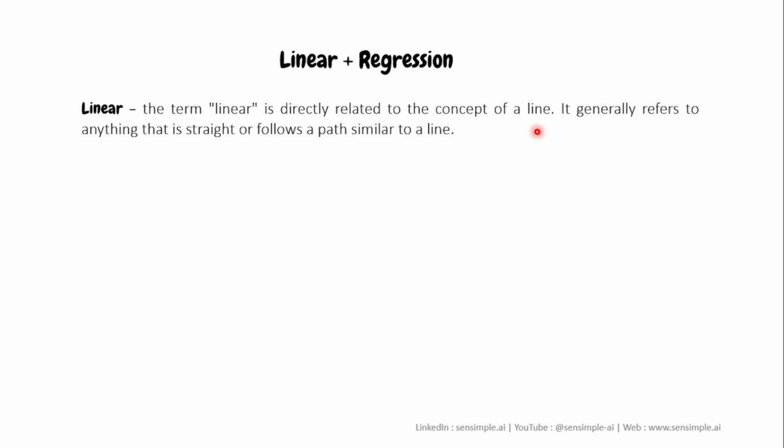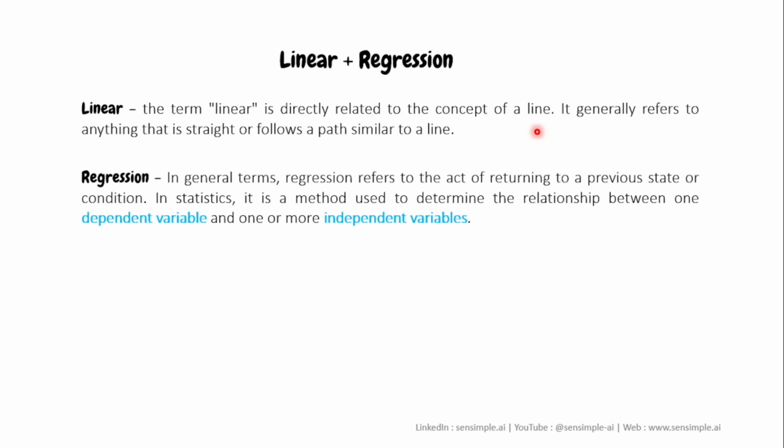We can also see that the word linear itself has line in it. It generally refers to anything which is straight or follows a path. Now in our example, we are trying to find a path which is generally being followed by our actual data points. And when we talk about the second term, which is regression, in general, regression means the act of returning to a previous state. So we are trying to determine the state of our y variable.